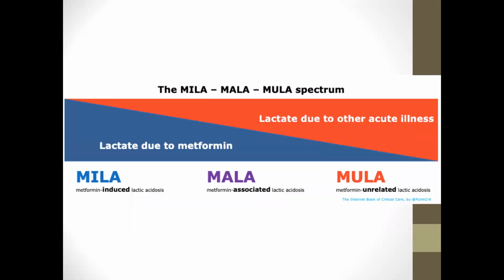And so this is just a graphical depiction of the same thing. I stole it from EMCrit. But basically, what you want to be able to do is identify the cases on the left-hand side, the MALA and the MILA, where there's concern that they have this very deadly toxicity from metformin, so you can treat them appropriately. The MULA cases, you would just be treating whatever other disease process is going on, and the metformin is not really a problem.